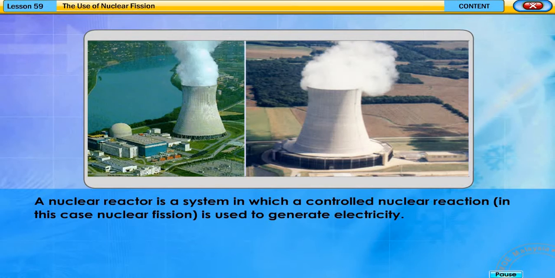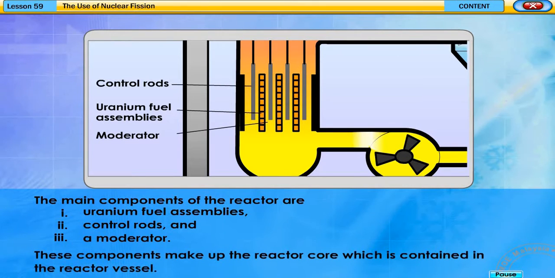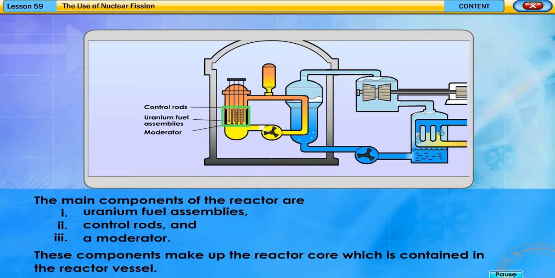A nuclear reactor is a system in which a controlled nuclear reaction, in this case nuclear fission, is used to generate electricity. The main components of the reactor are: 1. Uranium fuel assemblies, 2. Control rods, and 3. A moderator. These components make up the reactor core, which is contained in the reactor vessel.